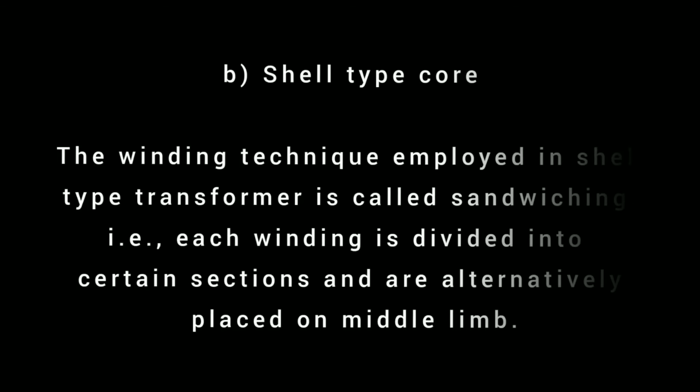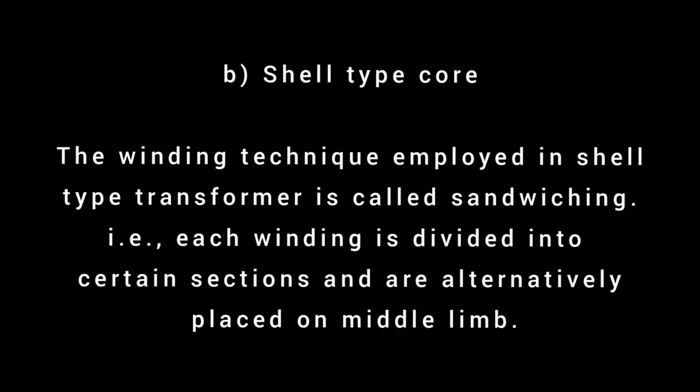Then next we discuss about the shell type core. The winding technique employed in shell type transformer is called sandwiching. That is, each winding is divided into certain sections and are alternately placed on the middle limb. This can reduce magnetic leakage flux by improving the coefficient of coupling between windings.